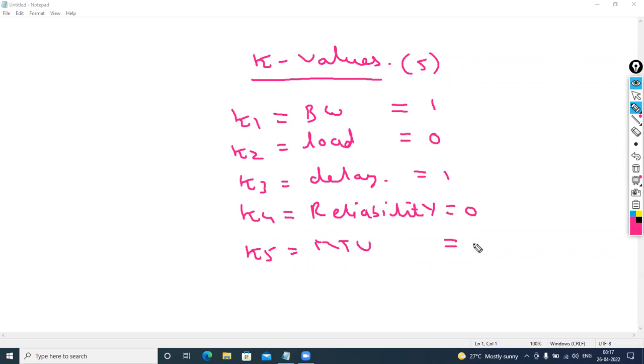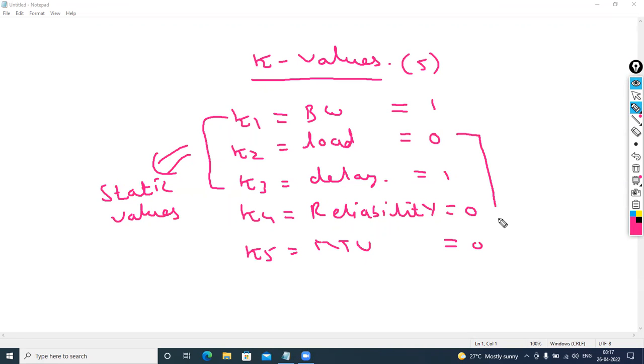And the question is why only bandwidth and delay? These are static values. Very good. Madan, what about K2, K4, and K5? These are dynamic values. How do you remember static and dynamic? Constant over a period of time. Very good.